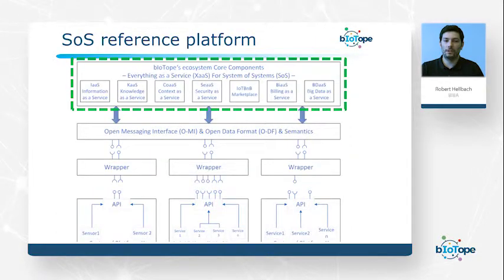With the systems of systems viewpoint, bIoTope is providing an ecosystem based on services that realize new interactions and business processes. Those services are interacting via the executable IoT standards OMI and ODF that are independent of existing APIs like REST or MQTT. This will enable us to guarantee interoperability across different vertical IoT silos or platforms.